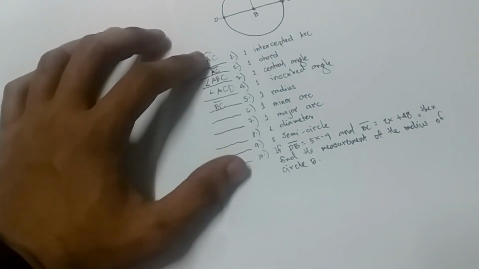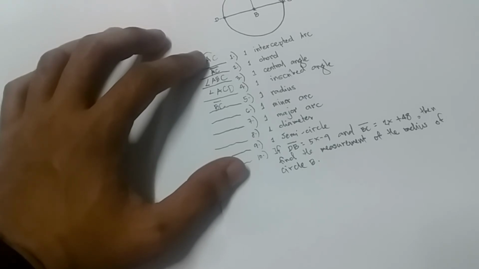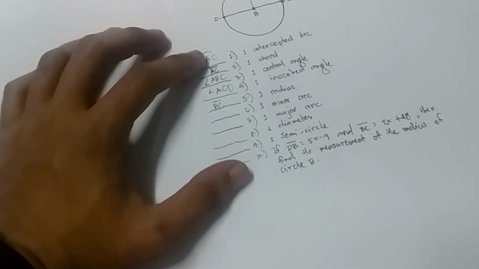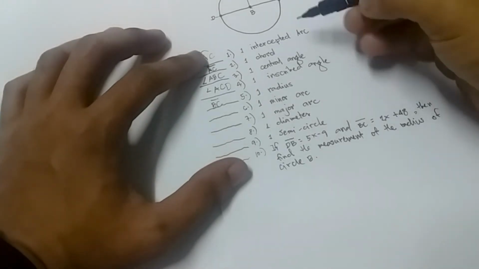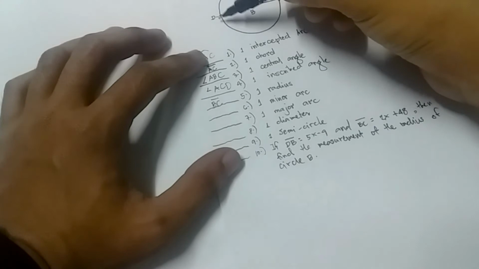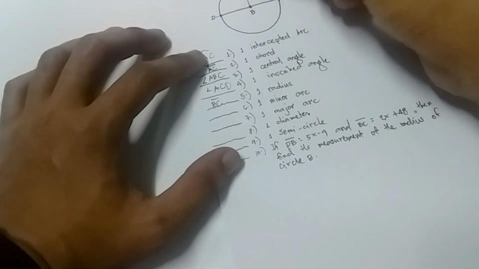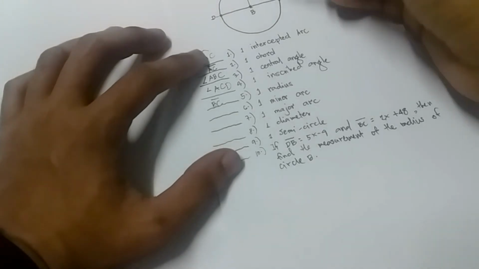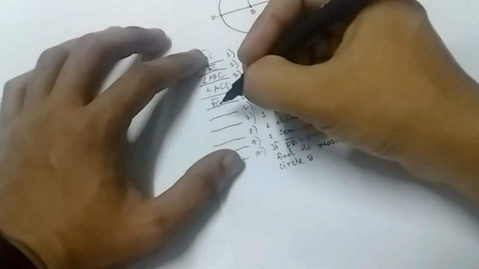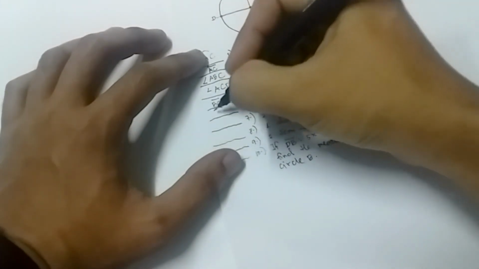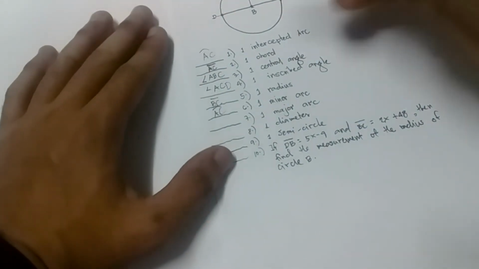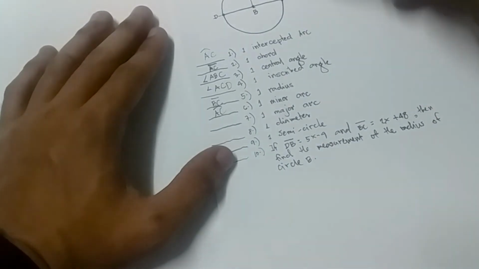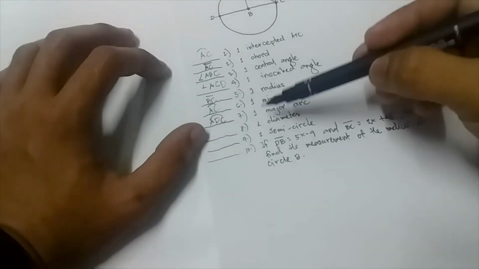Next, one minor arc. Again, a minor arc is an arc whose measure is less than 180 degrees. So we have the minor arc here. If you analyze the circle, we have minor arc AC and minor arc AD. We have only two minor arcs, but let us write only one, which is arc AC. You observe we have arc AC as answer number 1, because at the same time arc AC is an intercepted arc, right?